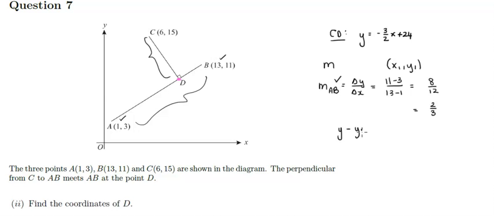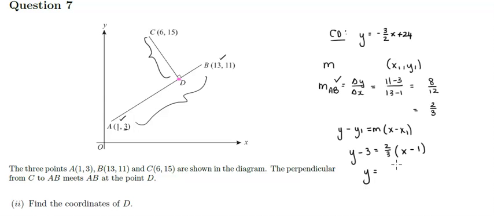The formula is y minus y1 is equal to m(x minus x1). We just need to sub this information into this formula and then simplify to get the equation of AB. So we've got y minus y1. Let's use A as x1, y1, so y1 here will be 3. So y minus 3 is equal to our gradient, which is 2/3, times x minus x1, which is just 1.